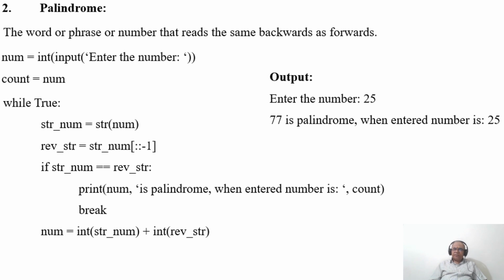Whichever number you enter, that number may not be a palindrome in the beginning, but after doing the iterations, at some particular point that number is going to become a palindrome. At which number it becomes a palindrome is what we wanted to find out. That is what we have done here.